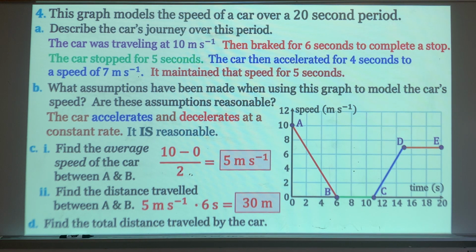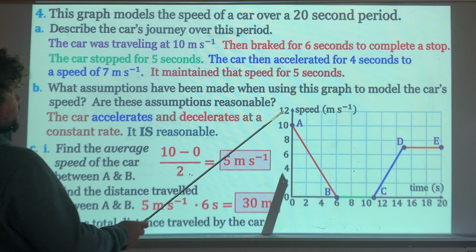It's 4B, right? 4B. That's number 4. Yes, that isn't 4B. It's 4C. 4C, number 4. 5 minutes per second. Yeah, it is 5 minutes per second. Average speed of the car between A and B.